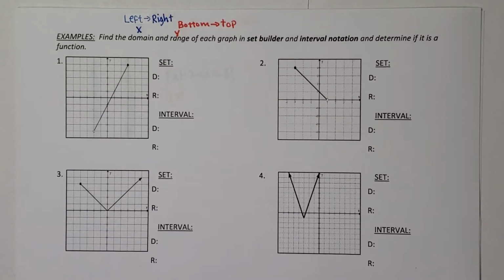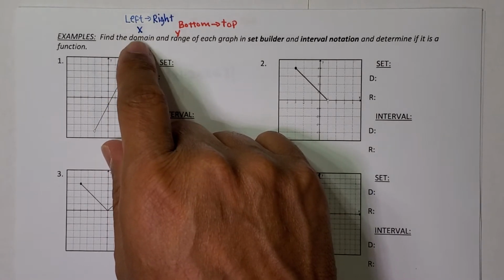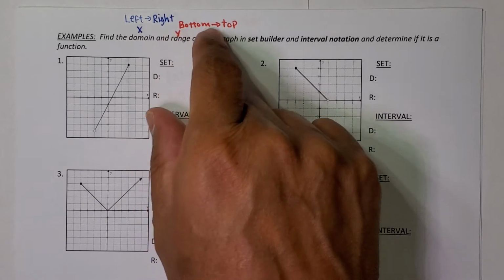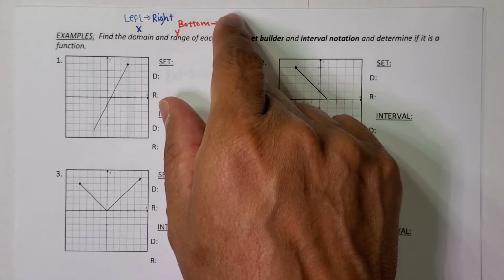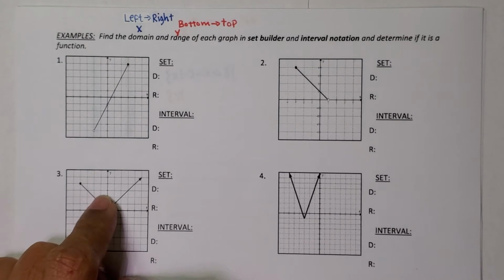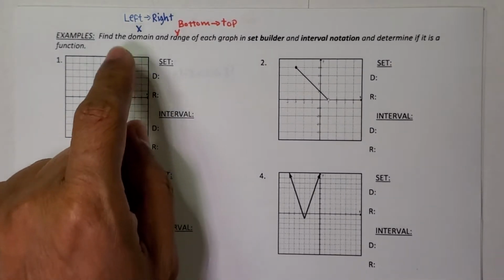Okay, before we get started, I'm just going to point something out. Don't forget, domain goes from left to right, and range, which is the Y values, goes from bottom to top. If you understand this, that's going to make this lesson a lot easier and faster for you to understand. So I'm going to use left to right.